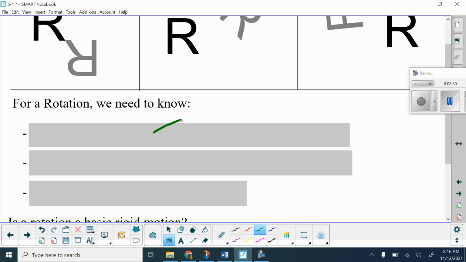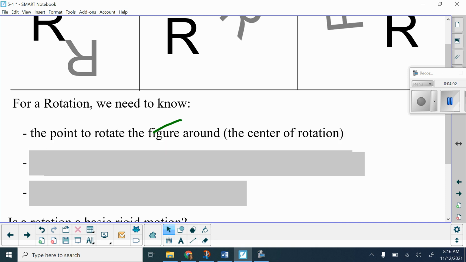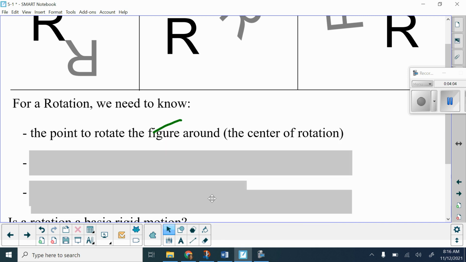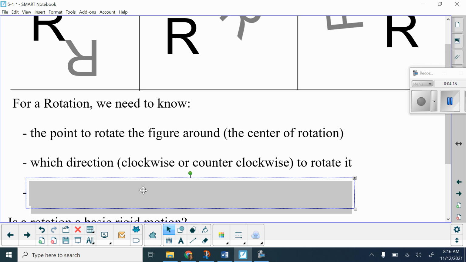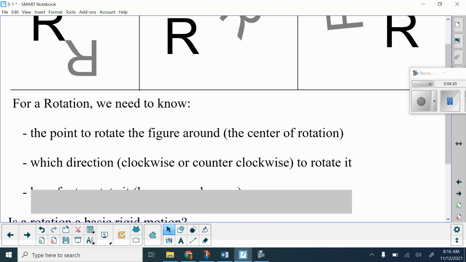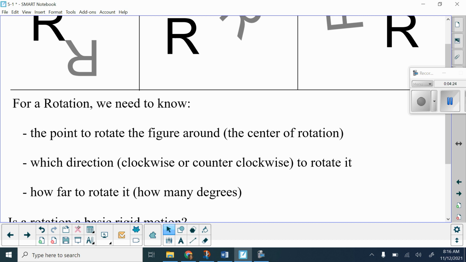We need to know the point to rotate the figure around, which is that center of rotation. We need to know which direction, clockwise or counterclockwise, to rotate it. And if you ever get mixed up with that, you can always take a look at the clock on the wall to see which way is clockwise or counterclockwise. And lastly, we need to know how far to rotate it, how many degrees.